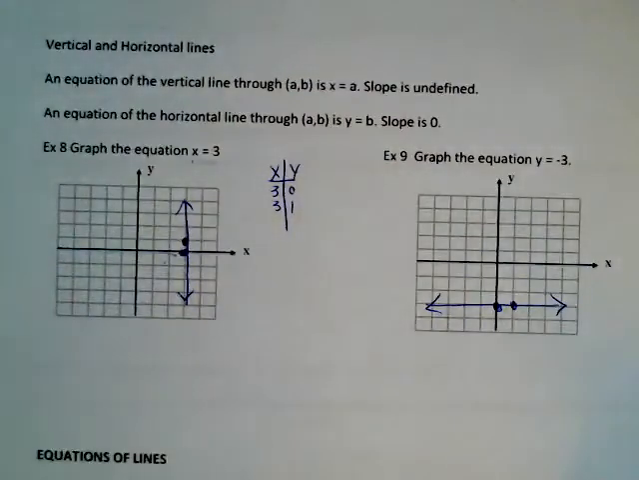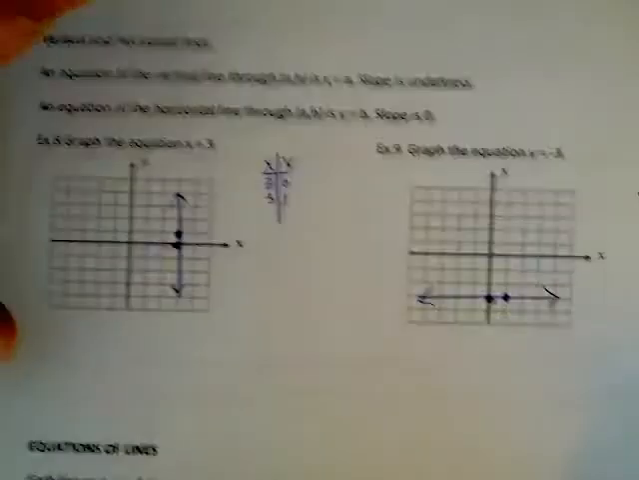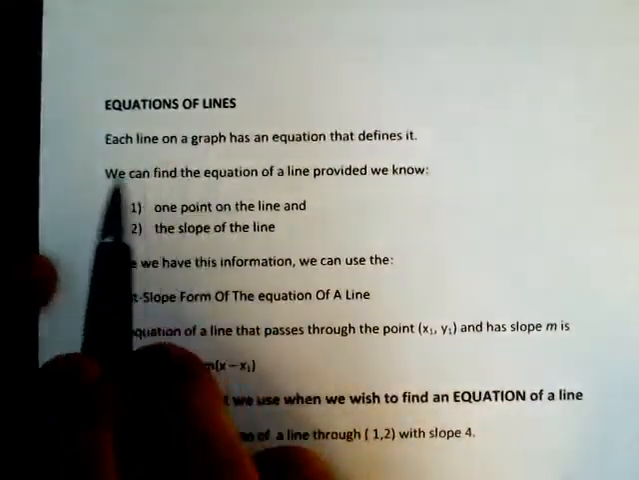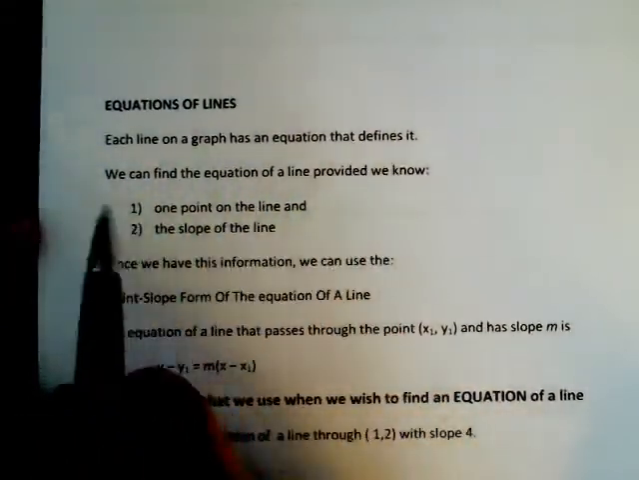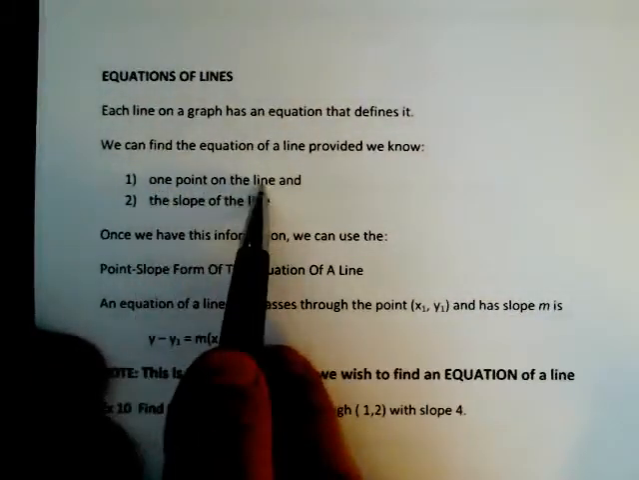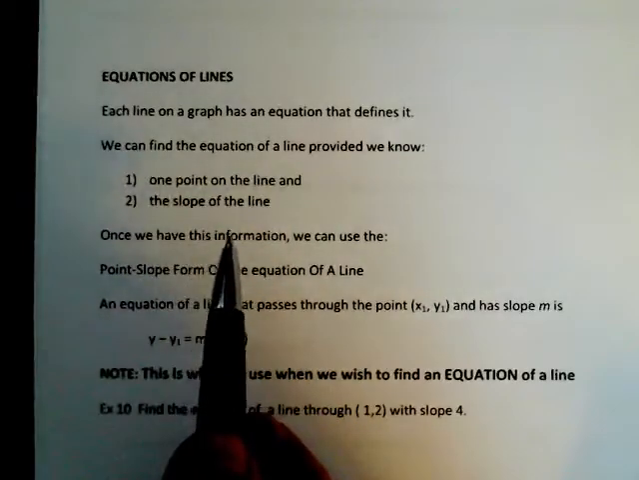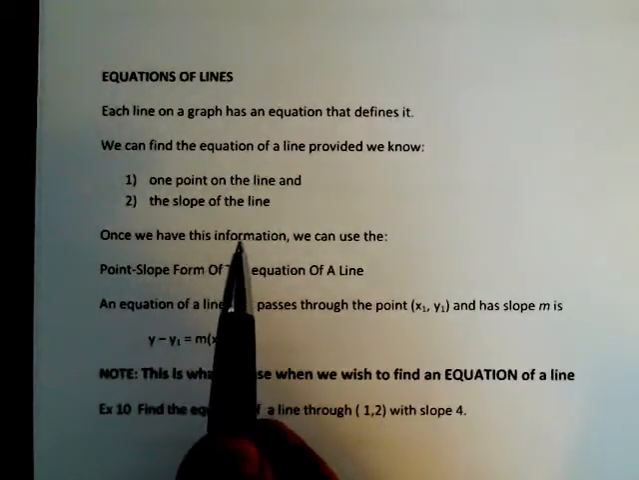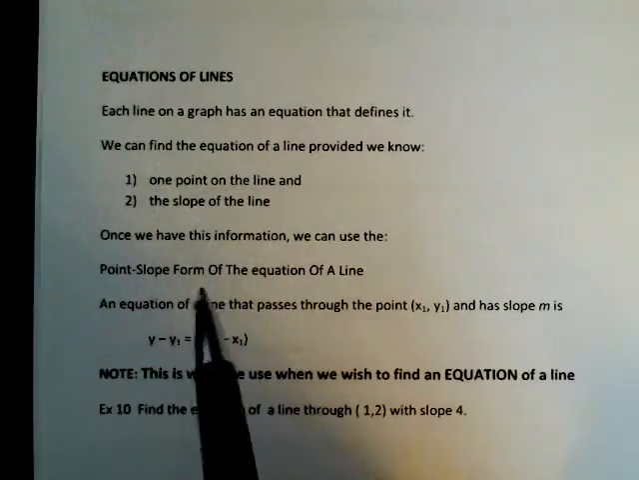All right, so that's kind of graphing. So you've got your 2 methods to graph, either finding intercepts or slope and y-intercept, and the vertical and horizontal lines, special lines. Now we're going to look at how we come up with these equations of lines. Well, just remember, each line on a graph has an equation that defines it, and we can find the equation of a line provided we know 1 point on the line and the slope.